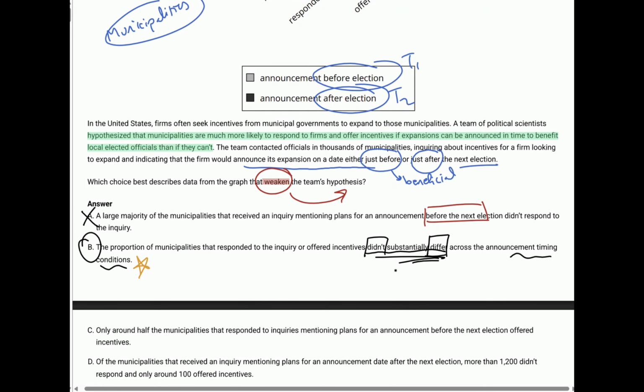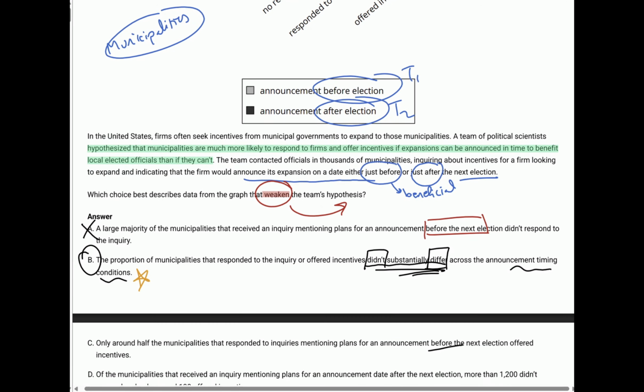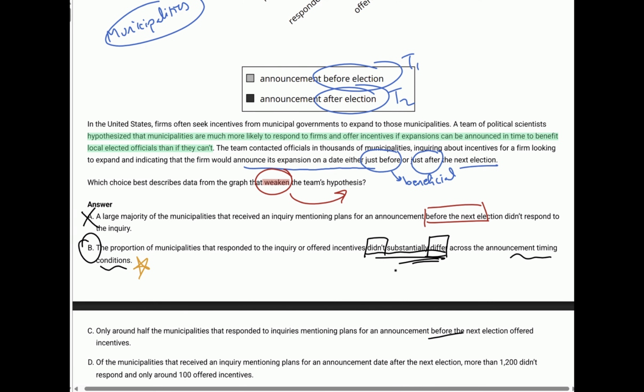Only around half the municipalities that responded to inquiries mentioning plans for announcement before the next election offered incentives. So it is clearly evident that we are covering everything that is needed. Okay, so we can see only around half of them. So again, there is no comparison between this and this. There is no comparison of time periods. Nothing in C says anything about there being no difference. It's not what we're looking for.